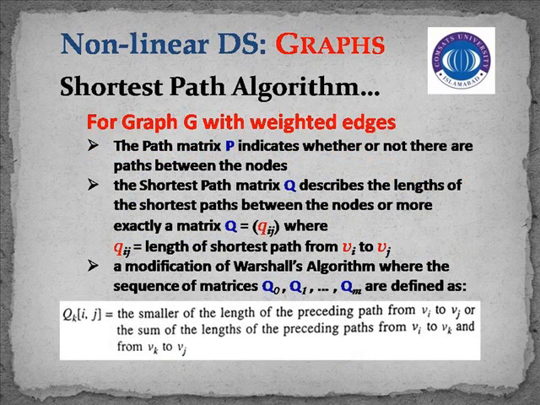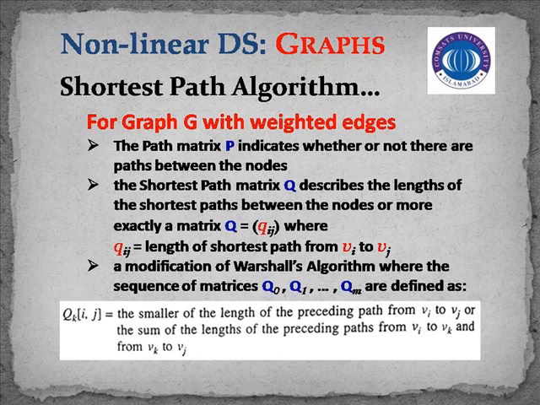Dear viewers, the path matrix P in the previous lecture indicates whether or not there are paths between the nodes. The shortest path matrix Q describes the lengths of the shortest paths between the nodes, or more exactly, a matrix Q containing the entry Qij, indicating the length of the shortest path from Vi to Vj.